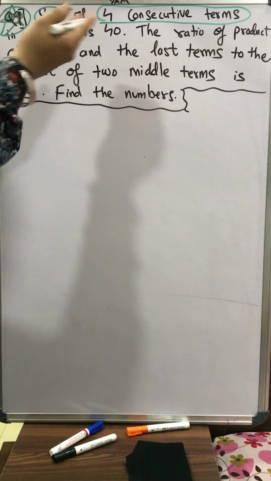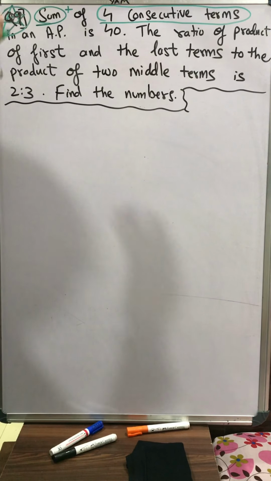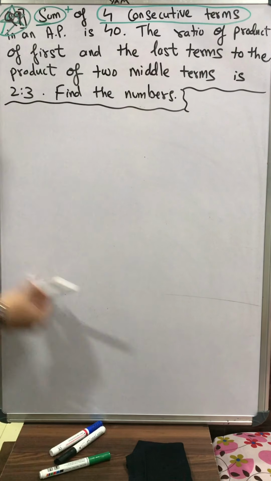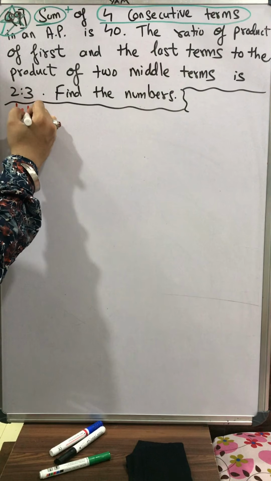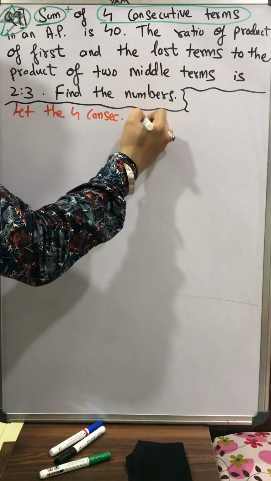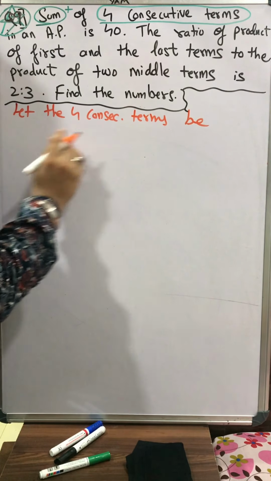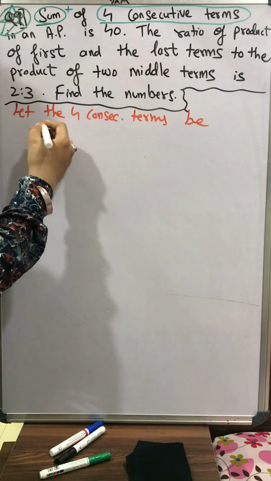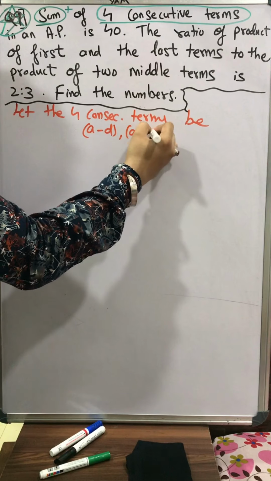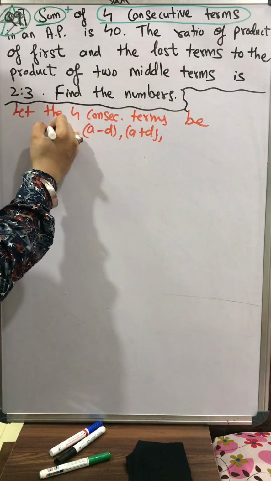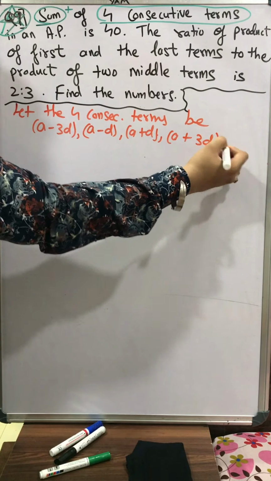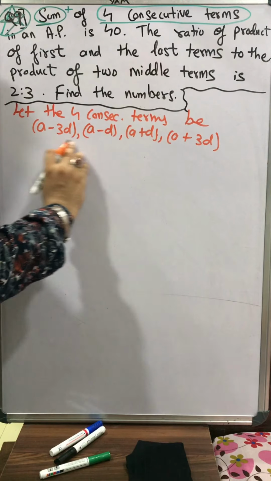The moment you read 4 consecutive terms in an AP, that means this question belongs to our note. So what will you say, students? Fast. Let's do it quickly. Let the 4 consecutive terms be, how to write? First I will write a minus 3d, a minus d, a plus d, and a plus 3d. Let the 4 consecutive terms be this.